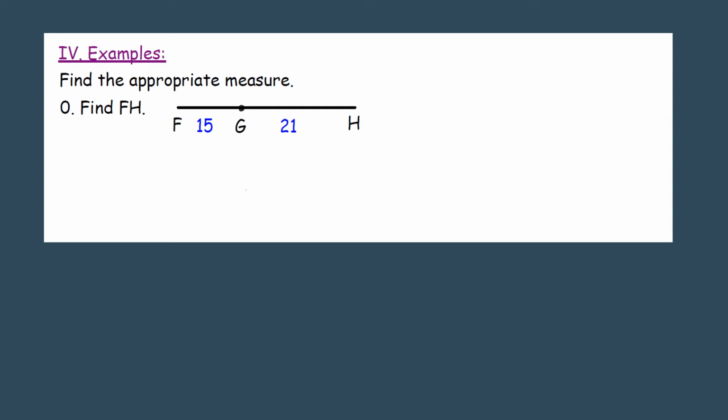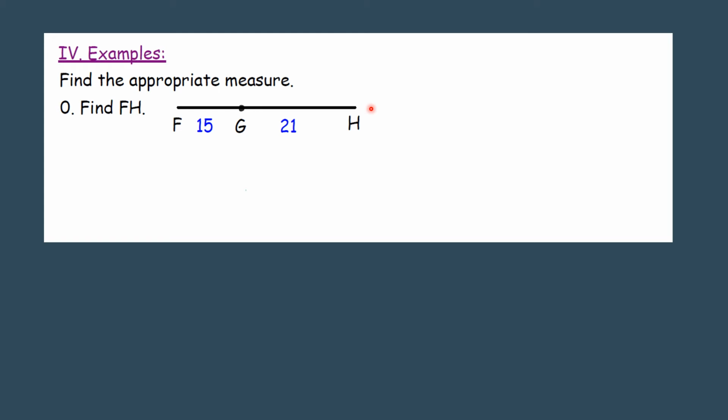So it says find the appropriate measure, and the appropriate measure is the length of FH. So all the way from here to here. So I'm sure many of you are looking at this going, yeah, 15 plus 21 is 36. Well, of course it's 36. But the goal here is to show you how you work it in geometry. Geometry is all about logic. If you don't put it on paper, if you don't argue it out, it doesn't really count. It really isn't justifying anything.